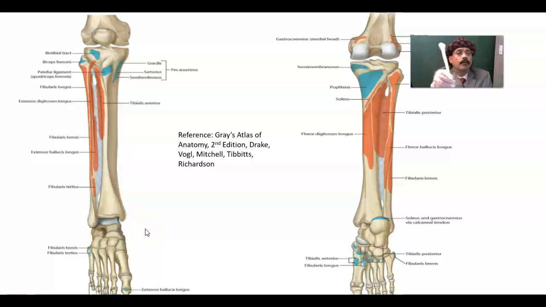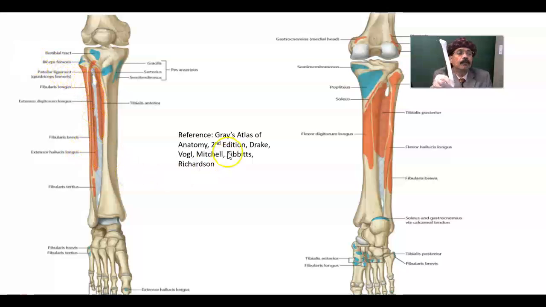Here is the muscle origin. This is the extensor digitorum longus, then extensor hallucis longus, and the fibularis tertius. These are all extensor muscles innervated by the deep fibular nerve. On the lateral aspect, we get the fibularis longus muscle like this, and we get the fibularis brevis. They are innervated by the superficial fibular nerve.